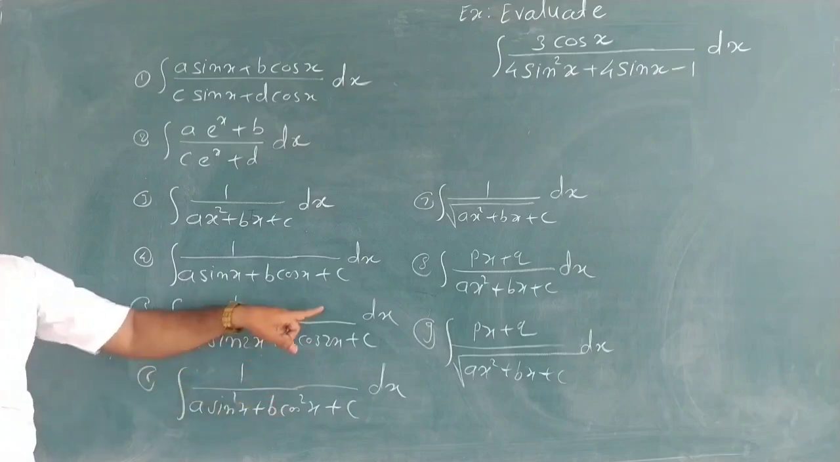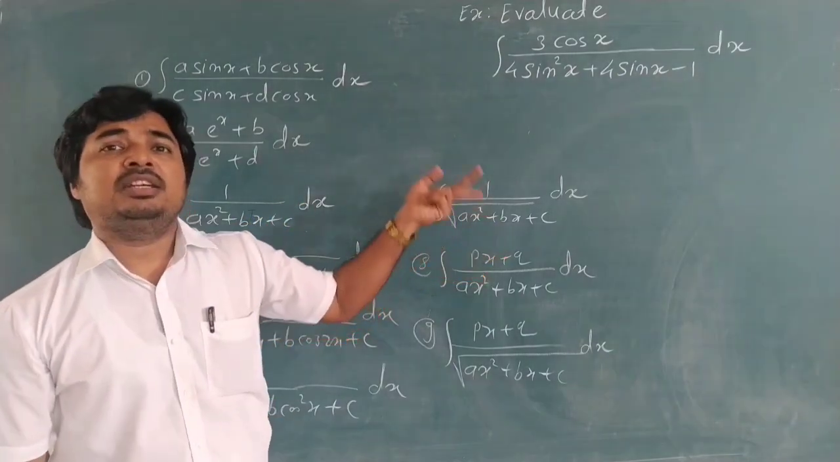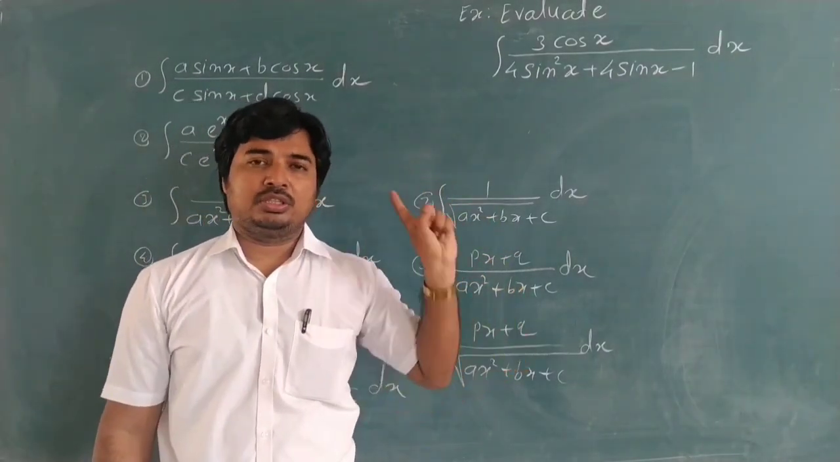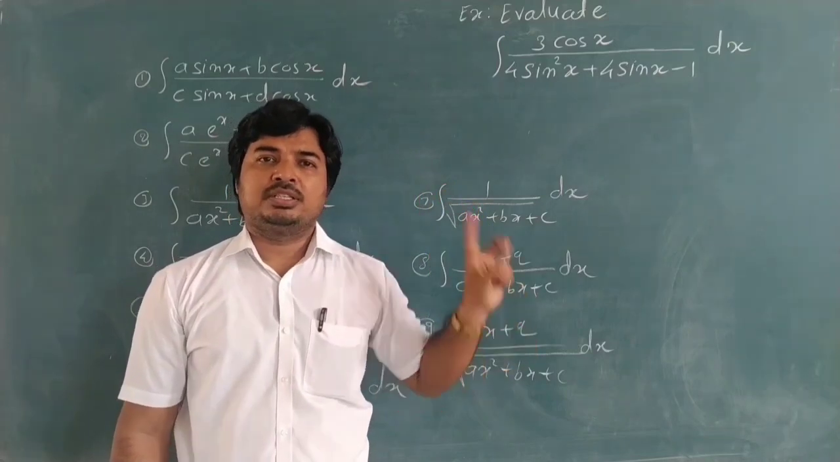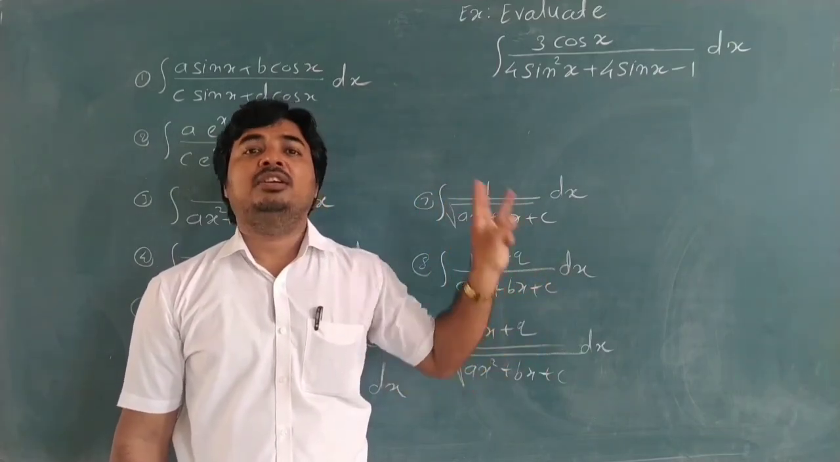Okay, see carefully. First step, it is a type; second step, substitution; and third step, it is a simplification.